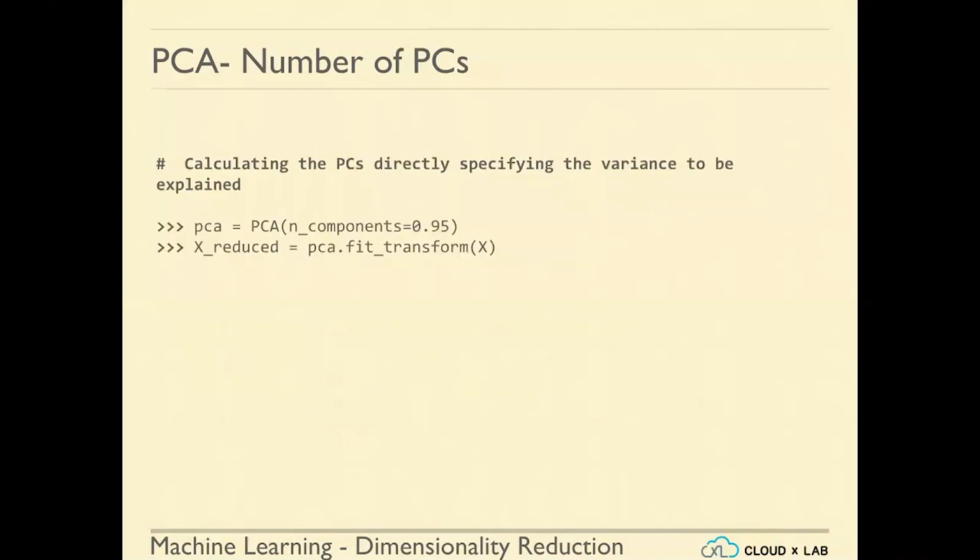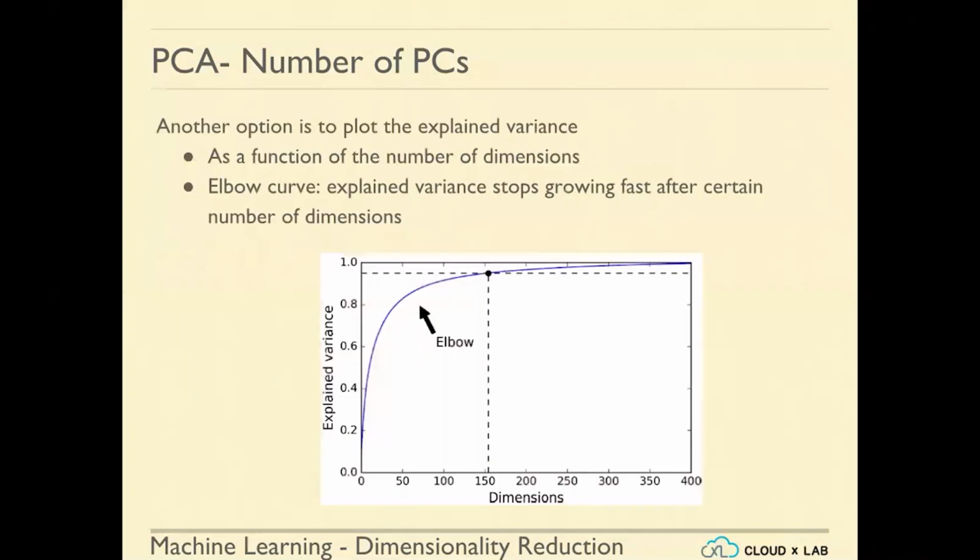Now, calculating the principal components directly by specifying the variance explained. Oh, we have already had this in the slides. So we can specify 0.95 as the number of components, and we will get the results. Another option is to plot the explained variance as a function of the number of dimensions. We do the cumulative sum and plot the cumulative sum, right? So this will come out to be like this.